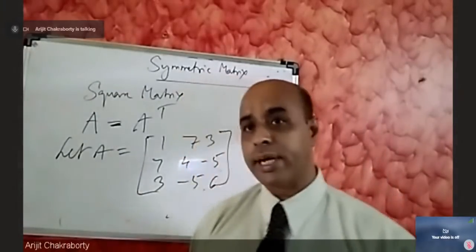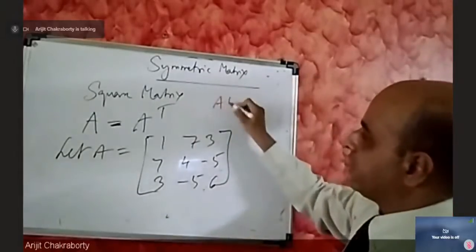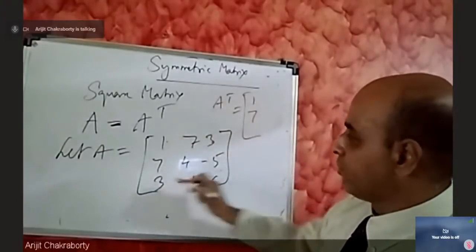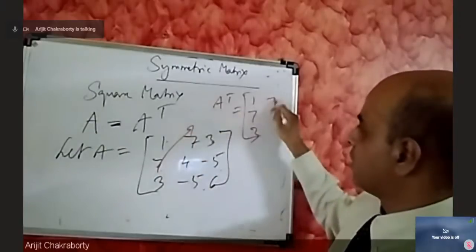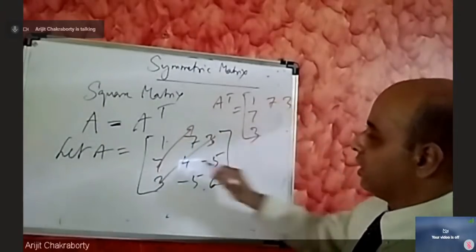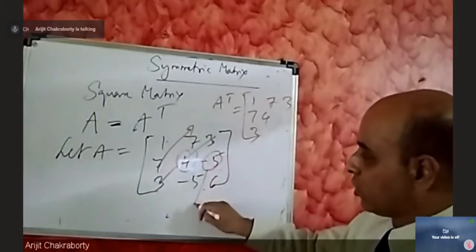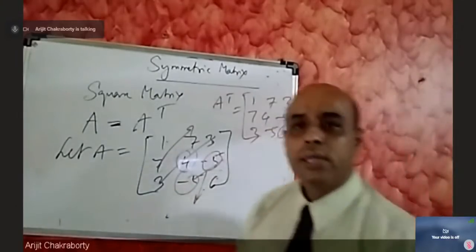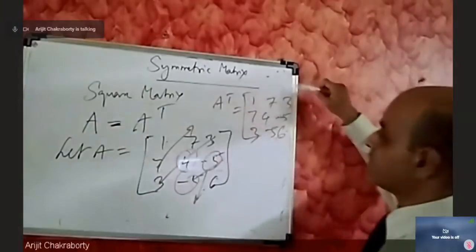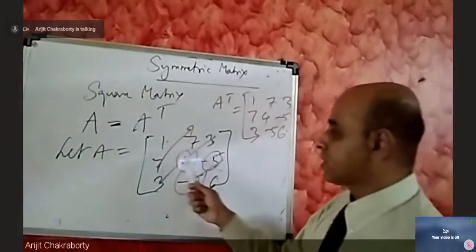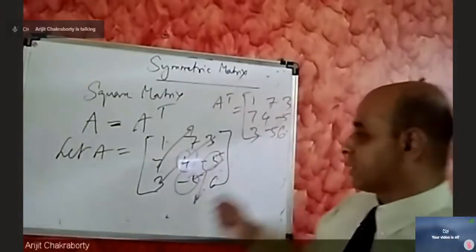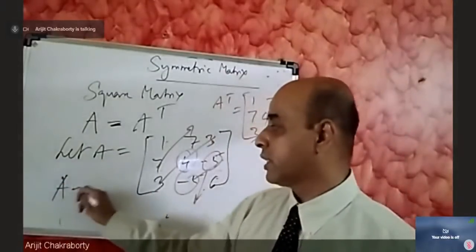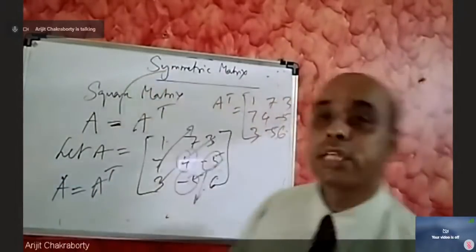If you find the transpose, let us find the transpose matrix. So A transpose will be 1, this 7 will come here, this 3 will come here, this 7 goes here, this 3 goes here, 4 remains as it is, this 5 goes here, minus 5, this minus 5 comes here, 6 remains as it is. So the transpose matrix is 1, 7, 3, 7, 4, minus 5, and 3, minus 5, 6. So what do we get? Here we find that A is equal to A transpose. So it is a symmetric matrix.